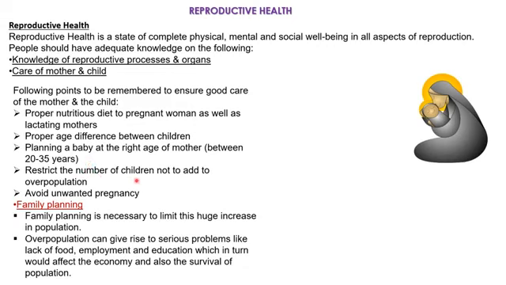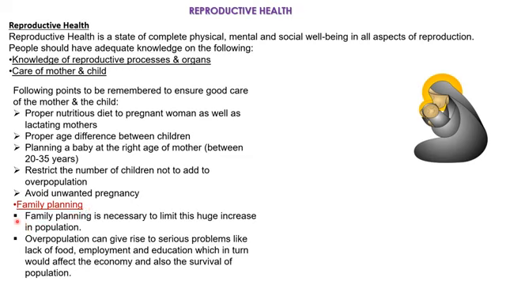Then restrict the number of children, so as not to add to overpopulation. We know that the world is facing overpopulation problems, so we should restrict the number of children in our family, and also avoid unwanted pregnancy. So all these things come under reproductive health. Now coming to family planning, why is it so important nowadays? As I have already told you, the whole world is facing the population explosion problem. It's not only India or China, the whole world is facing this problem, and the consequences are very obvious that we are seeing nowadays.